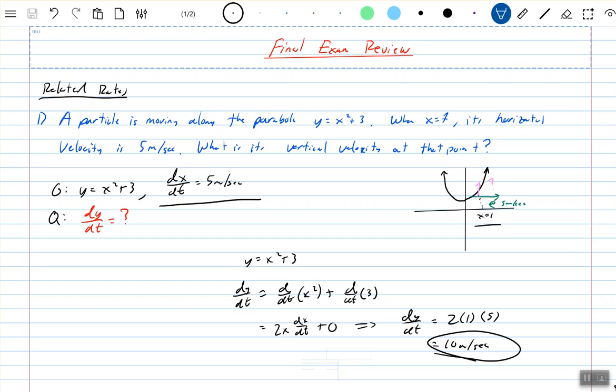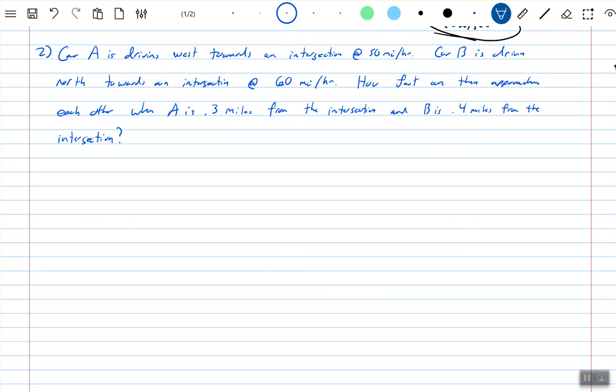So I'm going to pause it and I'll write down the next related rates problem that we're going to look at. Car A is driving west towards an intersection at 50 miles per hour. Car B is driving north towards the same intersection at 60 miles per hour. How fast are they approaching each other when A is 0.3 miles from the intersection and B is 0.4 miles from the intersection? All right, let's go ahead and sketch this out.